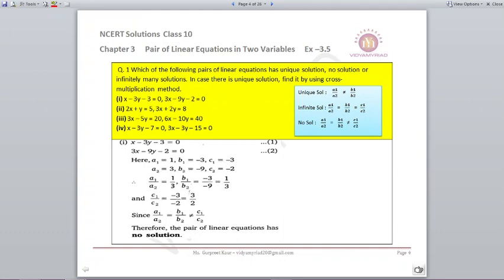It is x minus 3y minus 3 is equal to 0, and 3x minus 9y minus 2 is equal to 0. Now let us find out whether it has a unique solution, no solution, or infinitely many solutions by putting it into the ratios A1 upon A2, B1 upon B2, C1 upon C2. Using the values, we see that A1 upon A2 is equal to B1 upon B2 but not equal to C1 upon C2, which means it satisfies the criteria of no solution.